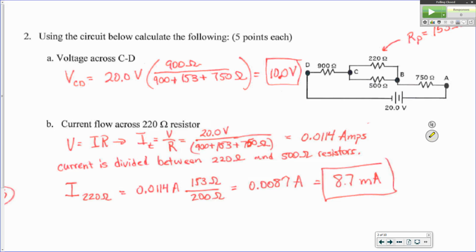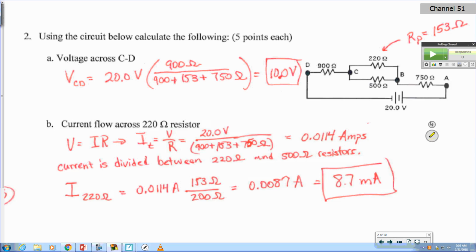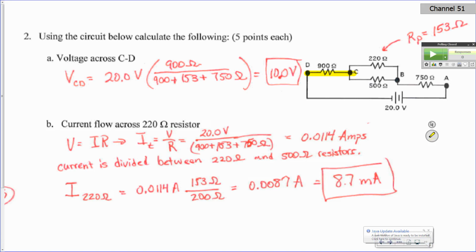our electronics question. So I gave you this circuit, which had some things in series and 2 resistors in parallel. First thing I wanted to know was what was the voltage drop across the points C to D, which is the 900 ohm resistor. So to do that, you need to know the total resistance in the circuit. So you need to know what was R parallel. R parallel was the inverse of 220 plus the inverse of 500. Take the inverse of that, R parallel was 153 ohms.